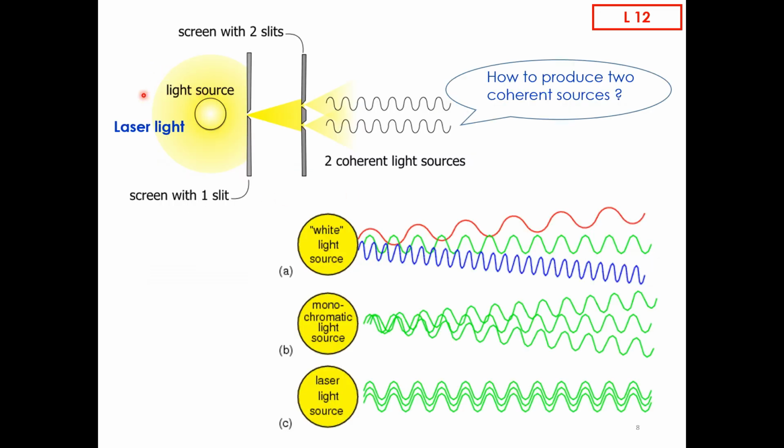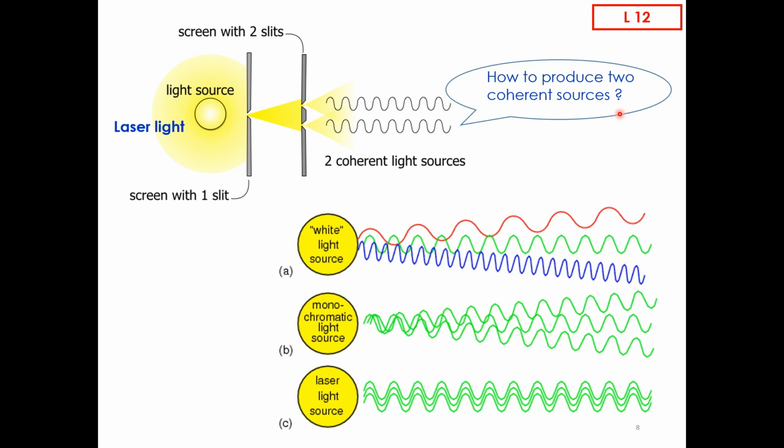Okay, look at this slide. I have laser light passing through a screen with one slit. Next, we put a screen with two slits. So our laser light passes through a single slit, and next passes through two slits. This is the way to produce two coherent sources.